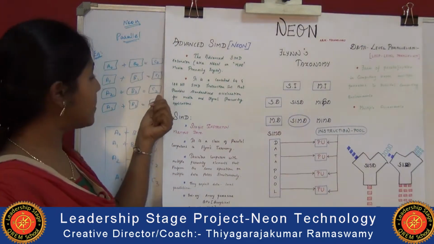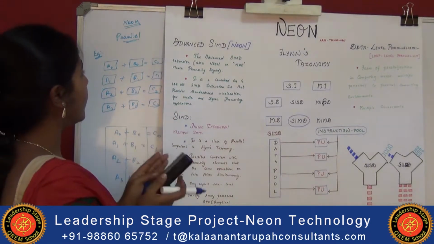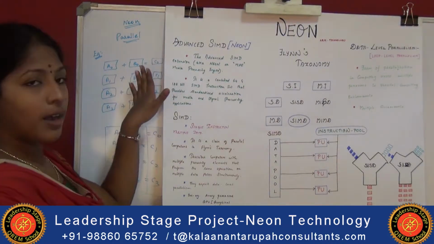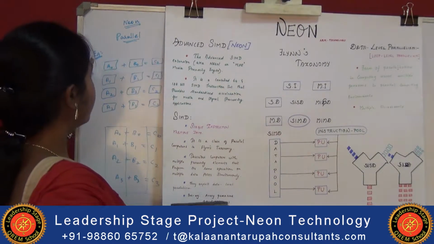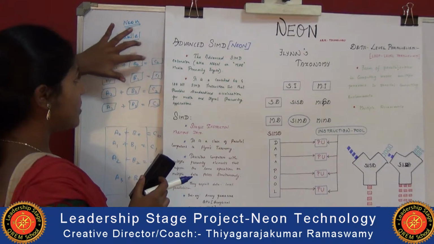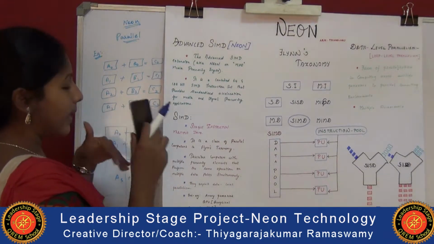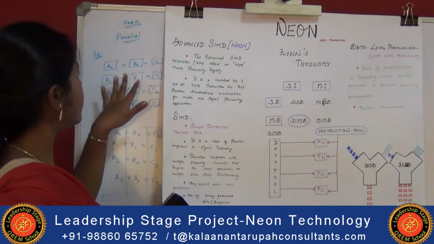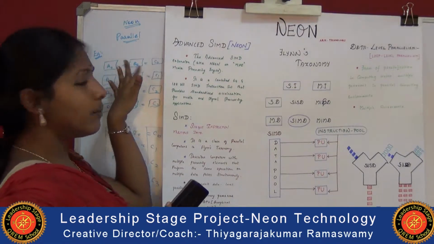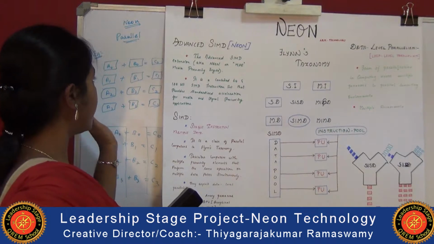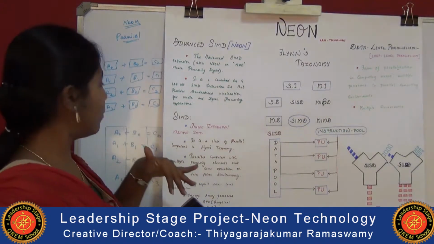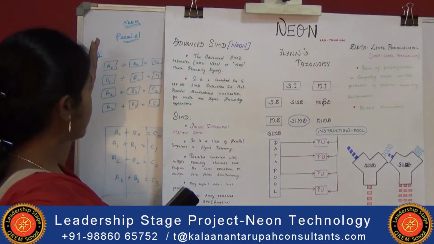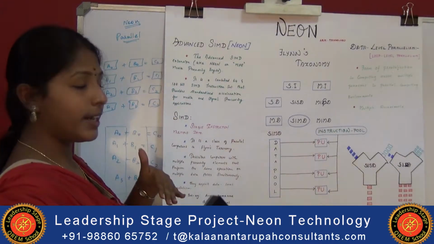So this is the difference between the NEON processor and other ARM processors. The operation performed here is A0 plus B0 is equal to C0. The other ARM processors, except NEON, will do the operations by first doing A0 plus B0 and producing the result C0. Then A1 and B1, then A2 and B2, then A3 and B3. So this is performed sequentially.